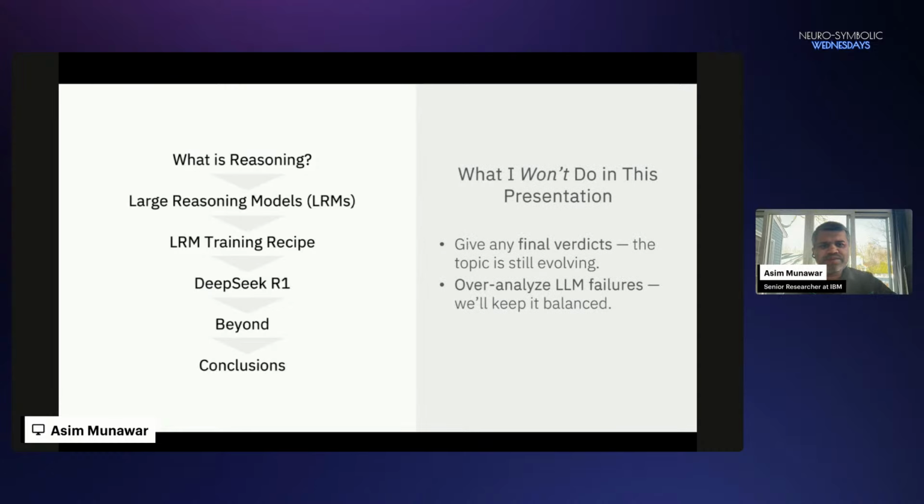What I will not be doing is giving a final verdict. Whatever I say is not final, so it's an evolving topic. Whether inference time scaling is good, bad, required, not required, all of that is still evolving and keeps changing. Very often we see a paper that conflicts with an earlier paper, and that's fine. That's how research works. And I'll not overanalyze LLM failures either. We understand what LLMs are capable of and what they're not good at. So I'll keep it balanced.